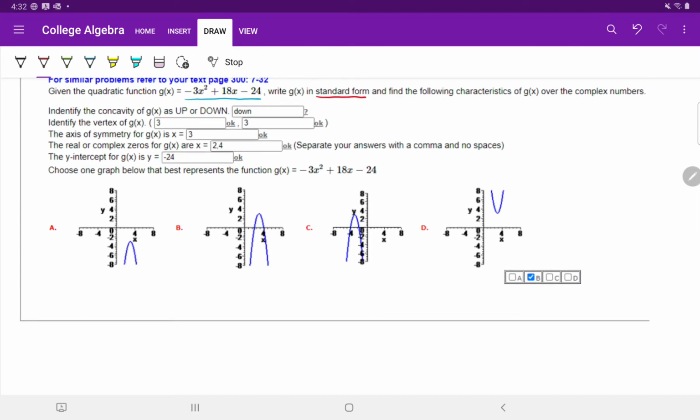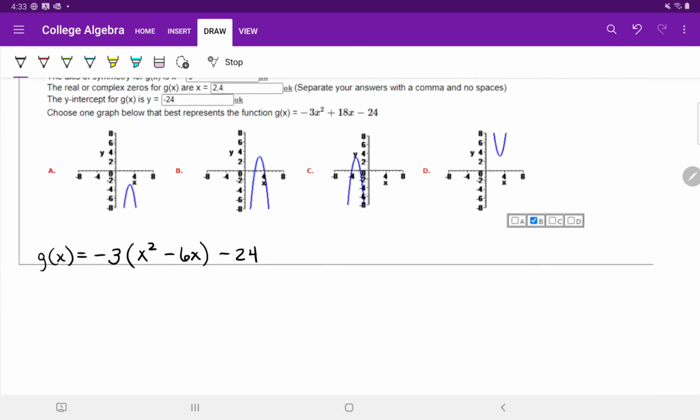I'm going to come down to the bottom and rewrite my function, g of x equals negative 3 times (x squared minus 6x) minus 24. Notice as I rewrote it, I factored my first two terms. I pulled out the common factor of negative 3. That's because inside of our parentheses, we want our first term to be just a plain old x squared without any constant in front of it.